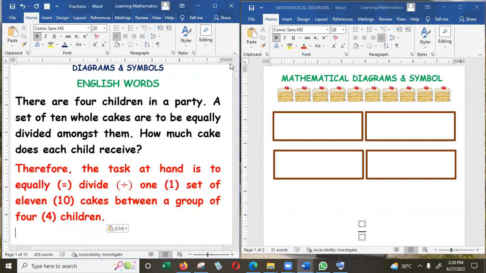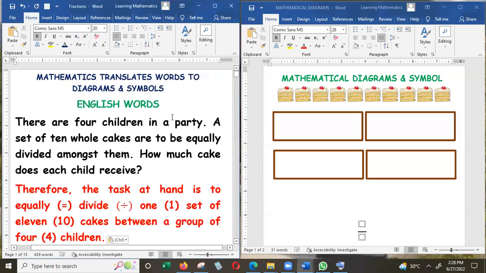Okay, so we all know that mathematics translates words to diagrams and symbols. So the English word equally, there's a mathematical symbol for it. Here it is. The word divide, there is a mathematical symbol for it. The word 10, there is a mathematical symbol for it. The word 4, here's a mathematical symbol for it.